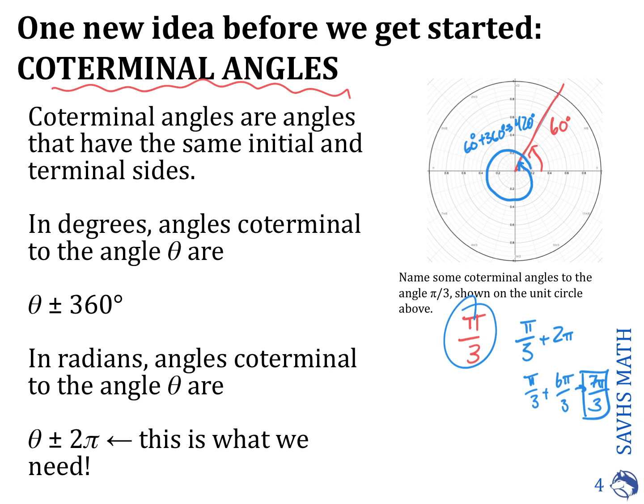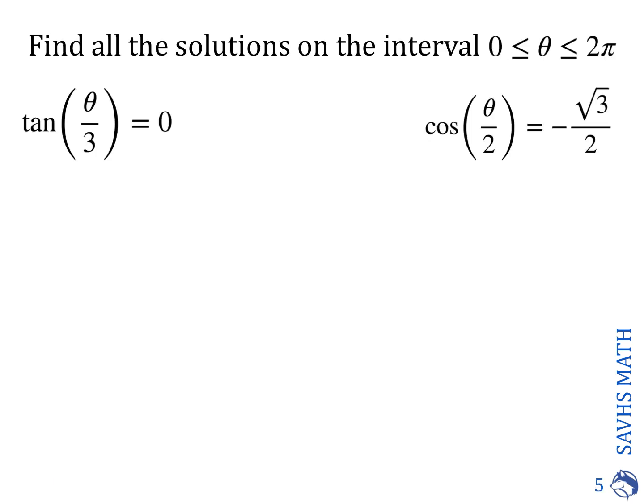Basically, especially for our class, we're going to be using radians. So if you take a theta, which is any angle, and you add 2 pi to it, or subtract 2 pi, or add or subtract any number of 2 pi's, then you have another coterminal angle. We might not need coterminal angles yet for this part, but let's do it anyway.